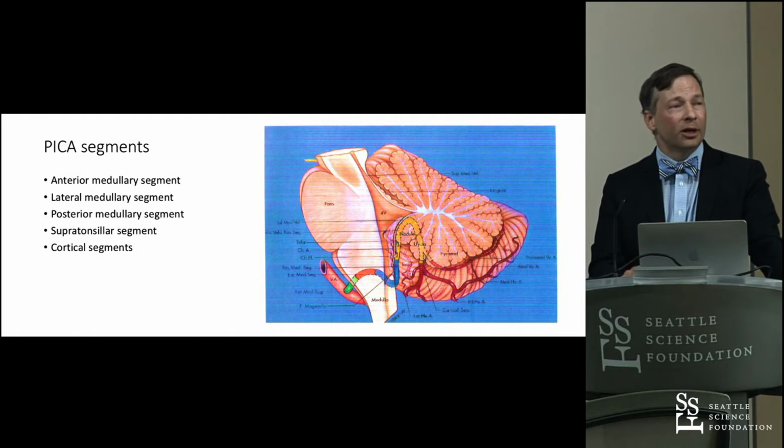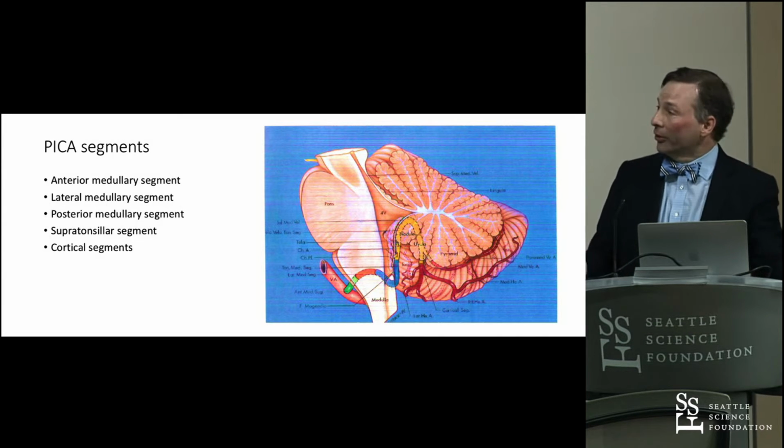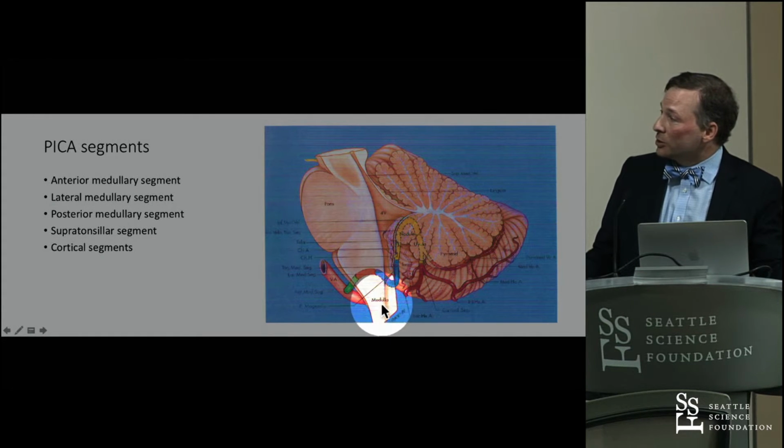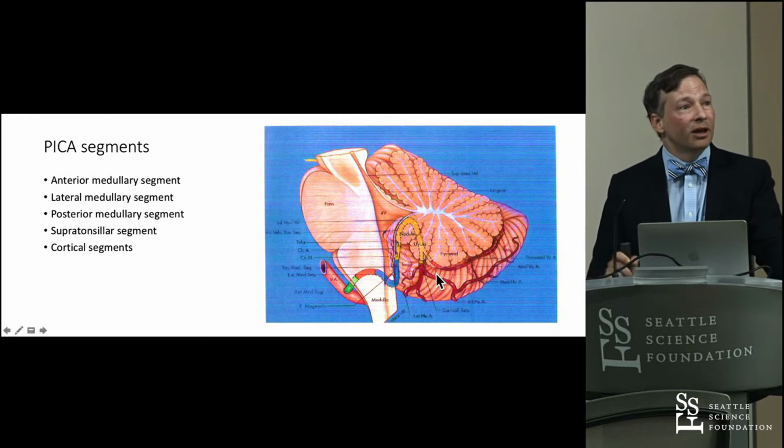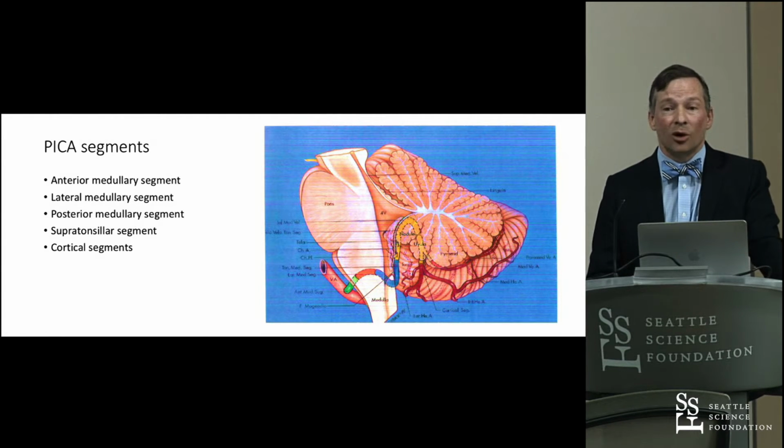PICA segments. So PICA, very important. We see its schematic course here. And as you look from the vertebral artery anteriorly, this first little green segment, and then we see red, blue, and then our cortical branches in red. We have an anterior medullary segment that begins off, and that's going to give perforators to the medulla and upper spinal cord. A lateral medullary segment just behind that, posterior medullary segment in blue, and then we see our supratonsillar segment, and then our cortical segments.